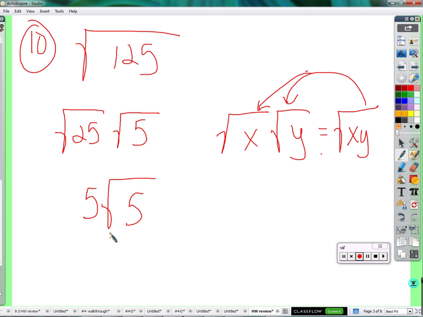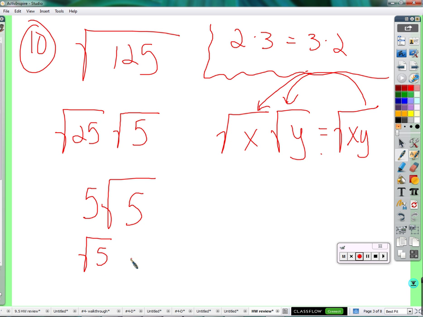Now, let's remember the commutative property. How about 2 times 3? Is that equal to 3 times 2? Yes, I can flip it around, no big deal. So shouldn't I be able to write the square root of 5 times 5? Yeah, it doesn't look as good. I don't know if I've been trained to think that or if it's just natural to the human eye that the one on the top looks better than the one on the bottom.